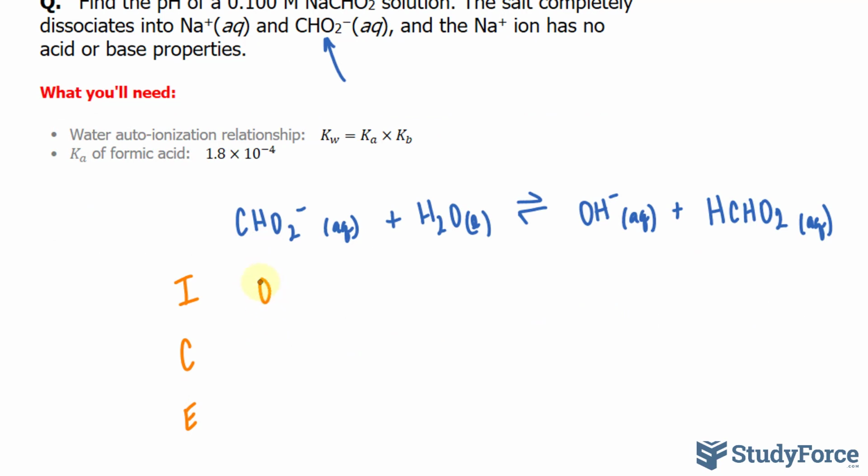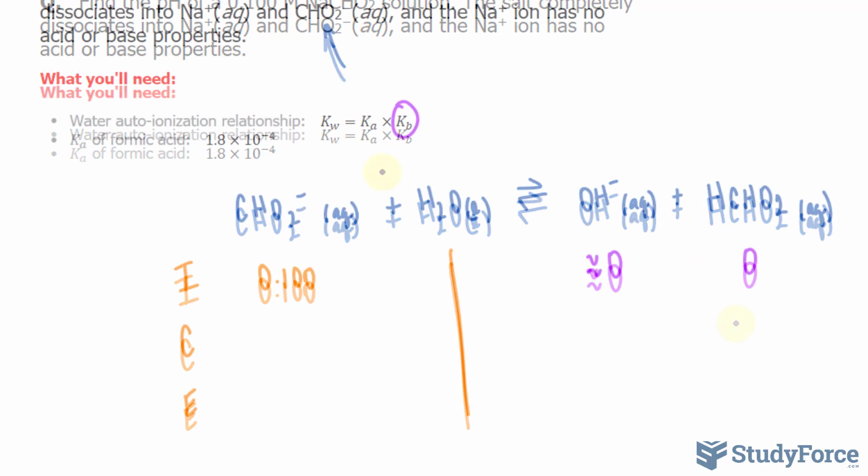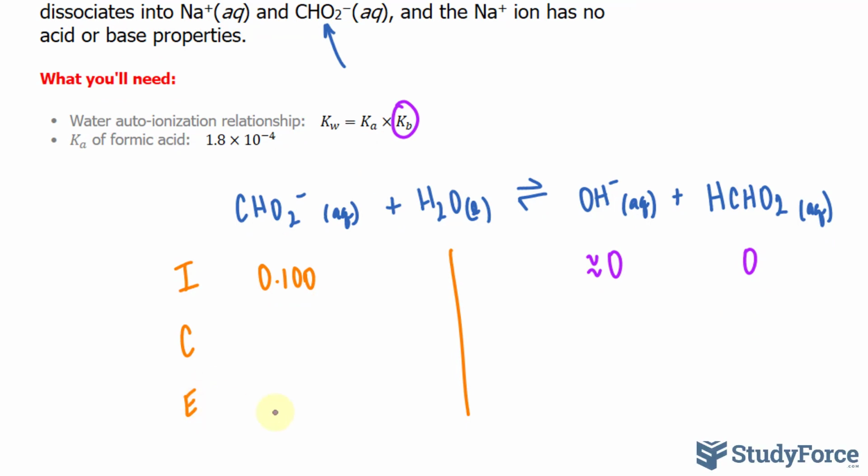So 0.100 is the initial concentration of CHO2 minus. The concentration of OH minus is going to be approximately equal to 0 because we're told that CHO2 minus is a weak base, and the concentration of formic acid is 0. So let's come up with an expression for the equilibrium of these 3 molecules.